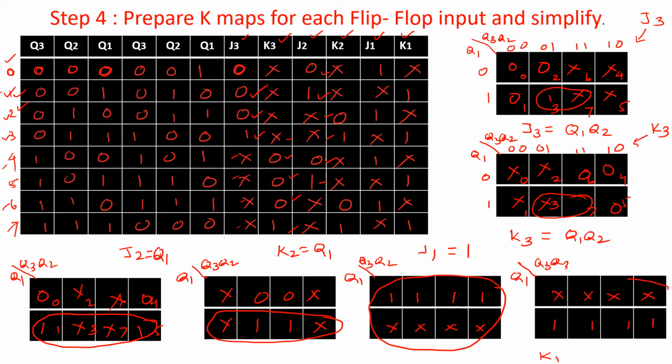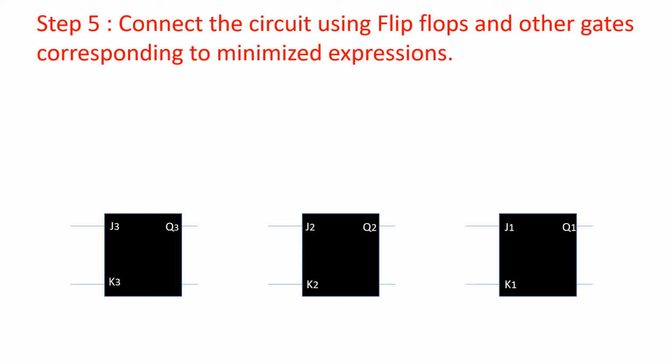And again, we can make one octet out of it. So the answer for K1 is 1. So we have decided the inputs from the K map after the simplification. And the next step would be the final step of constructing the counter. Now we will go for the final step, that is step number 5, where we are going to connect the circuit using flip-flops and gates corresponding to the minimized expressions.